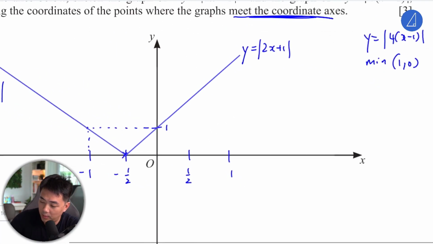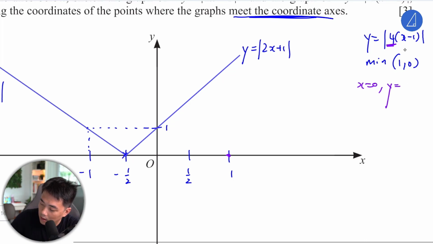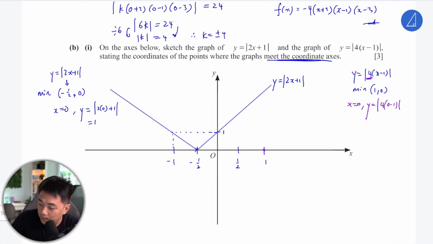So I know that it will pass through. Okay, I'm going to use another color. So it's here. But when x is 0, we know that y equals 4 times 0 minus 1, which is minus 1. But what we'll get is essentially just 4, right? So you'll pass through 0, 4. So 0, 4 is 1, 2, 3, and 4 here. So you pass by here.